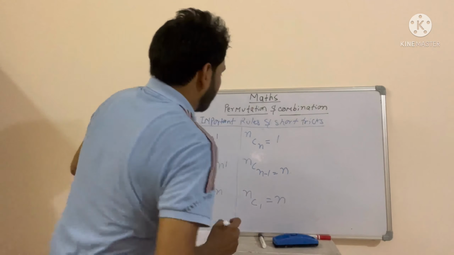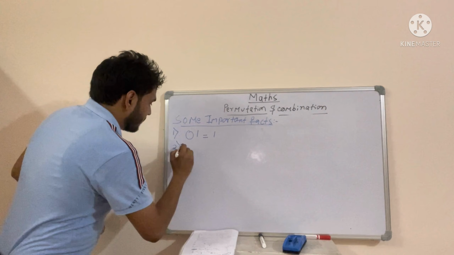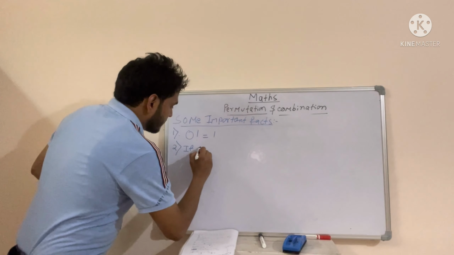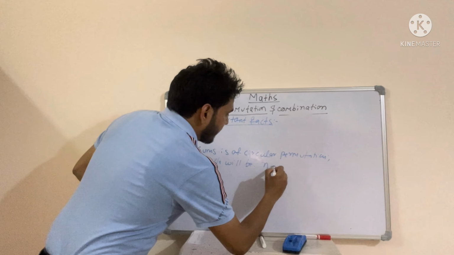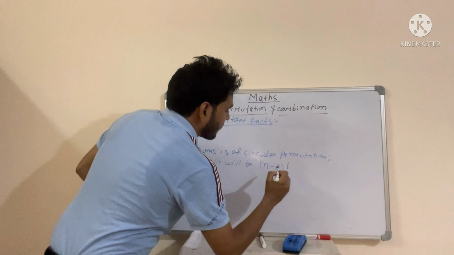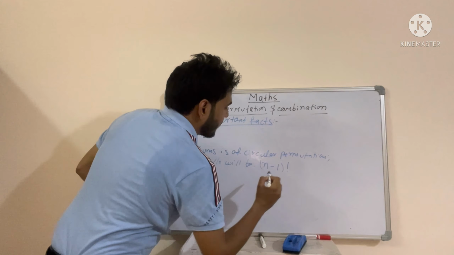Now some important facts. 0 factorial will give you 1. Number 2, if the sum is of circular permutation, then the formula will be (n minus 1) factorial.